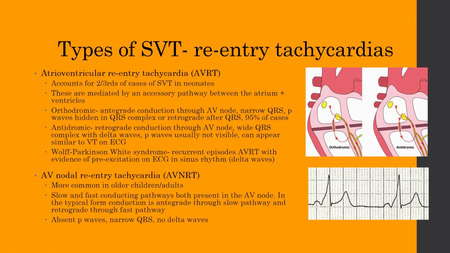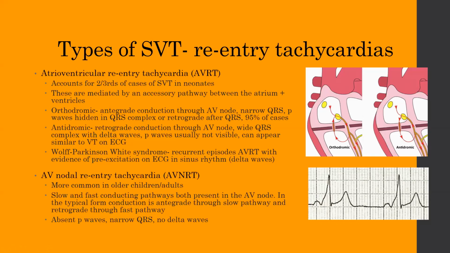So this type is the most common type that we see of AVRT. The other option is you have antidromic, which basically is the opposite direction. So it goes from the atrium through the accessory pathway and then back upwards through the AV node. This looks quite different on ECG.